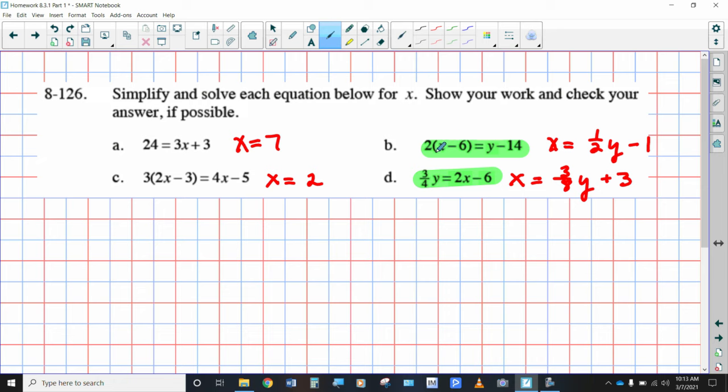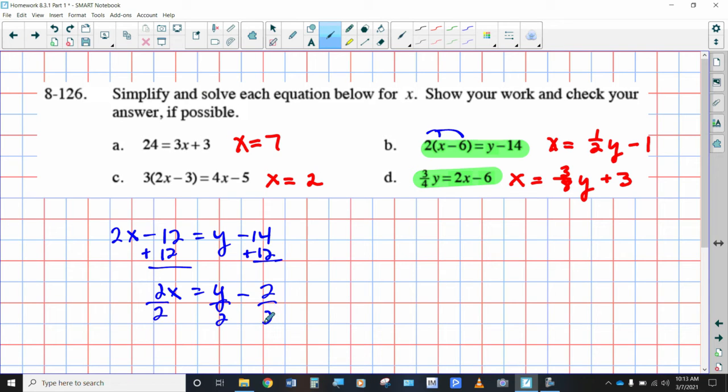Okay, so start with this one. We're going to send in the dive bomber, so that becomes 2x minus 12 is equal to y minus 14. And now we've got to get these x's by themselves. So let's add 12 to each side, giving you 2x is equal to y minus 2. And now when we divide everything by 2, you'll just have the 1x there. But now you could write it as y divided by 2, 1/2 times y, or technically you could have done this as well. That would be another way to write this.